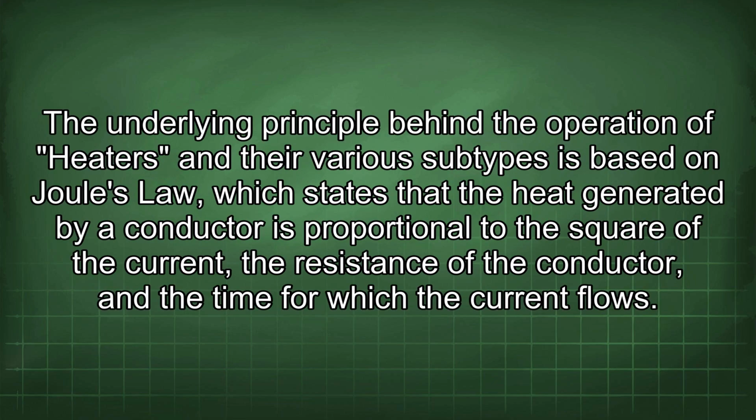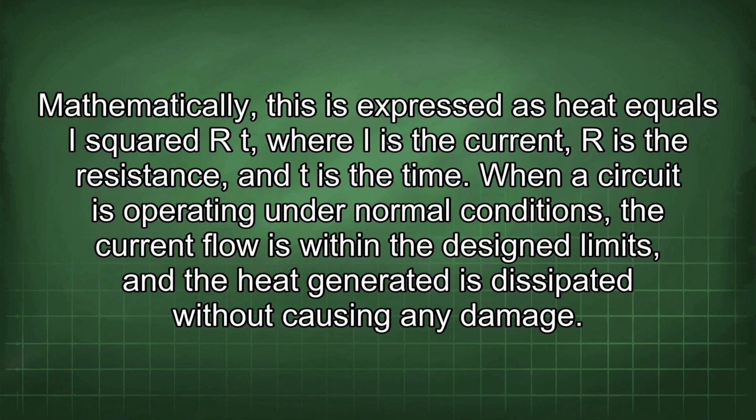The underlying principle behind the operation of heaters and their various subtypes is based on Joule's law, which states that the heat generated by a conductor is proportional to the square of the current, the resistance of the conductor, and the time for which the current flows. Mathematically, this is expressed as heat equals I squared RT, where I is the current, R is the resistance, and T is the time. When a circuit is operating under normal conditions, the current flow is within the designed limits, and the heat generated is dissipated without causing any damage.